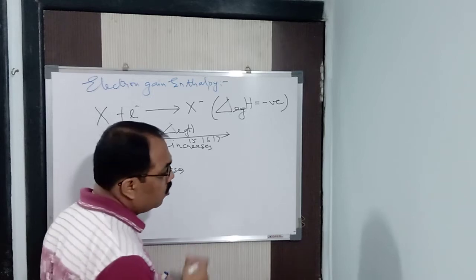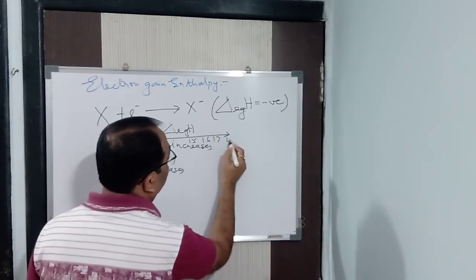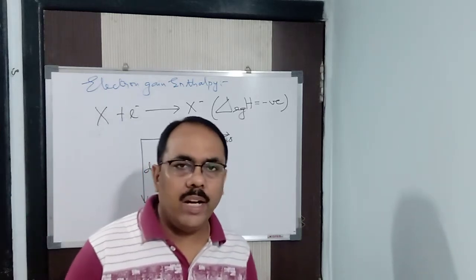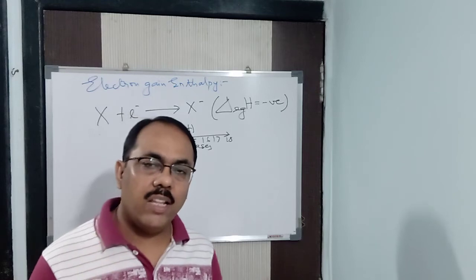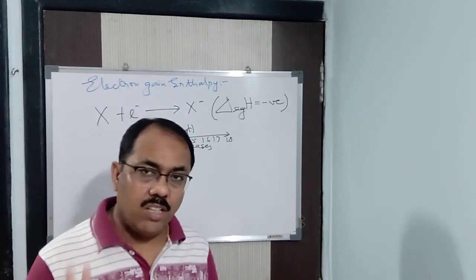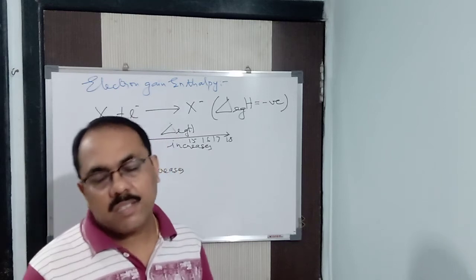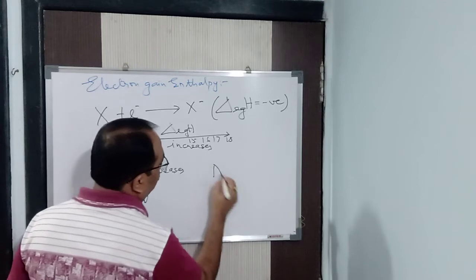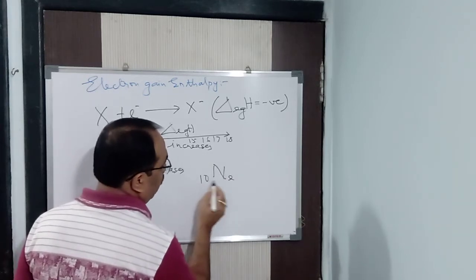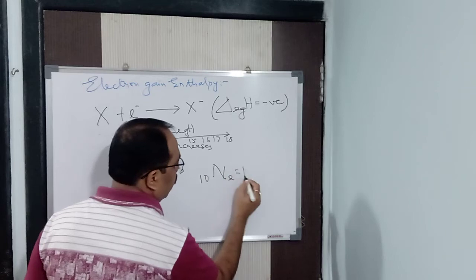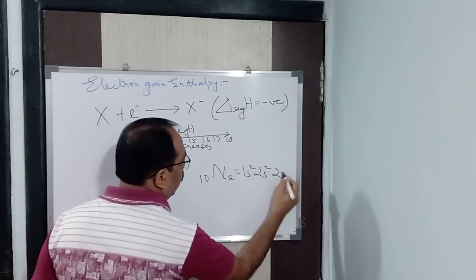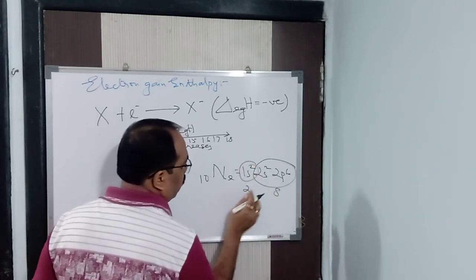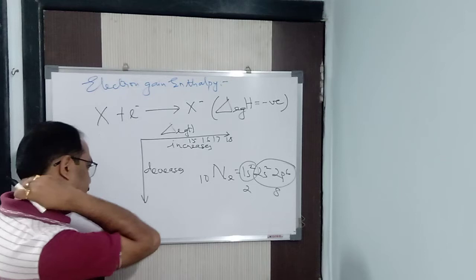Now you will ask me, what about group 18? Group 18 is already fully filled in the outermost shell, so it is stable already and has no tendency to gain electrons. So its electron gain enthalpy is 0 or highly positive. How is it positive? See, let us say we have neon, whose atomic number is 10. So it will be 1s2, 2s2, 2p6. The outermost shell has 8 electrons and the first shell has 2 electrons.